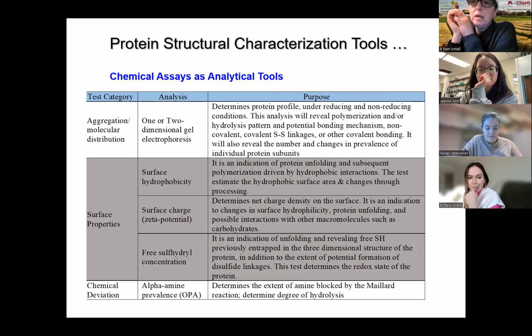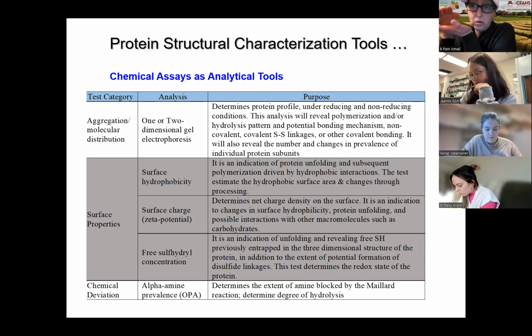Free sulfhydryl groups are another assay we can measure. We don't measure it in our lab, but it also gives you an idea, first of all, not just about unfolding, because sulfhydryl groups can tend to be in the interior moiety of the protein. So when the protein is unfolded, you will have more sulfhydryl groups exposed. Also, measurement of free sulfhydryl groups is an indication of polymerization as well.